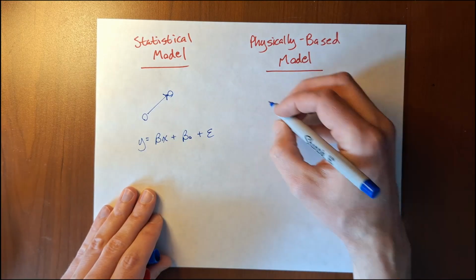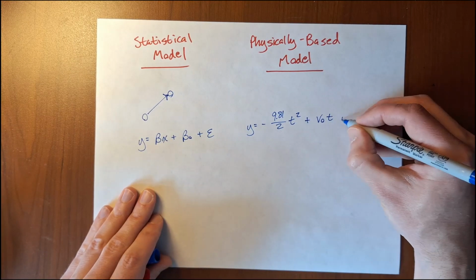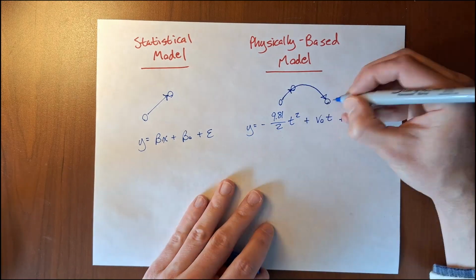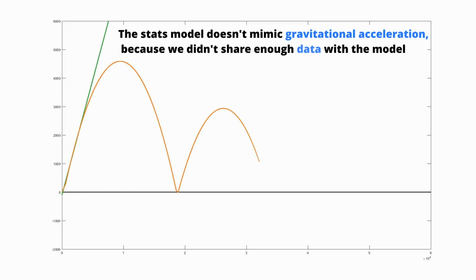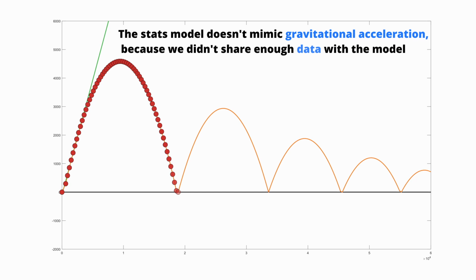The statistical and physically based model equations are pretty different from each other. If we plot them against each other, we can see that the solutions generally agree at the very beginning, where we had the data to build the statistical model. But once we enter the area where we didn't have data, they diverge. The statistical model doesn't pick up the effect of gravity at all.